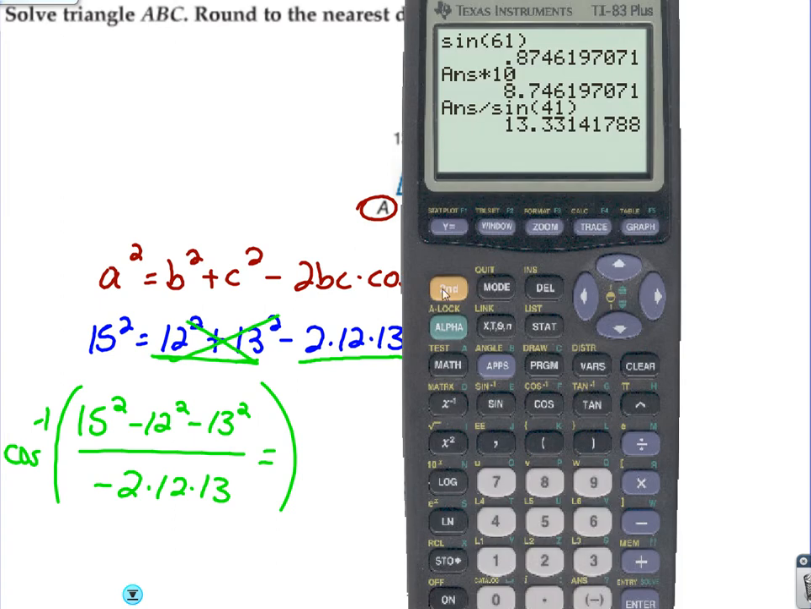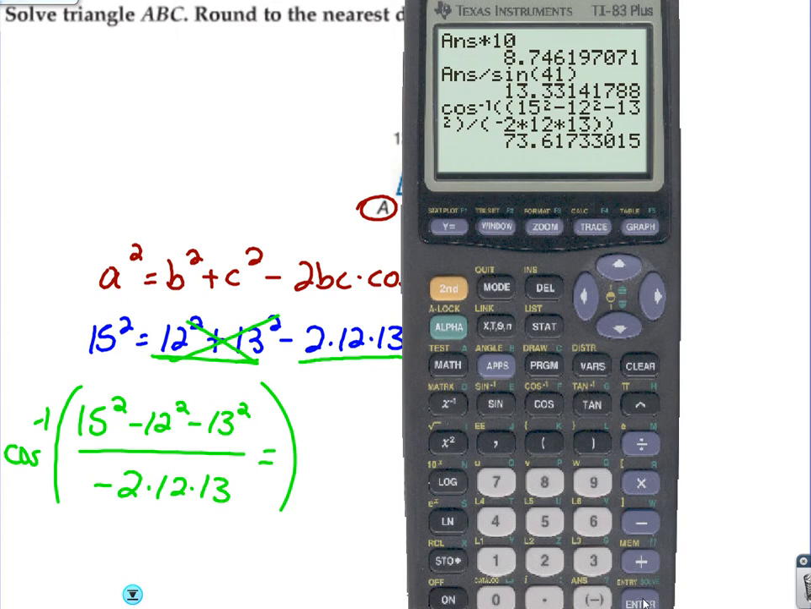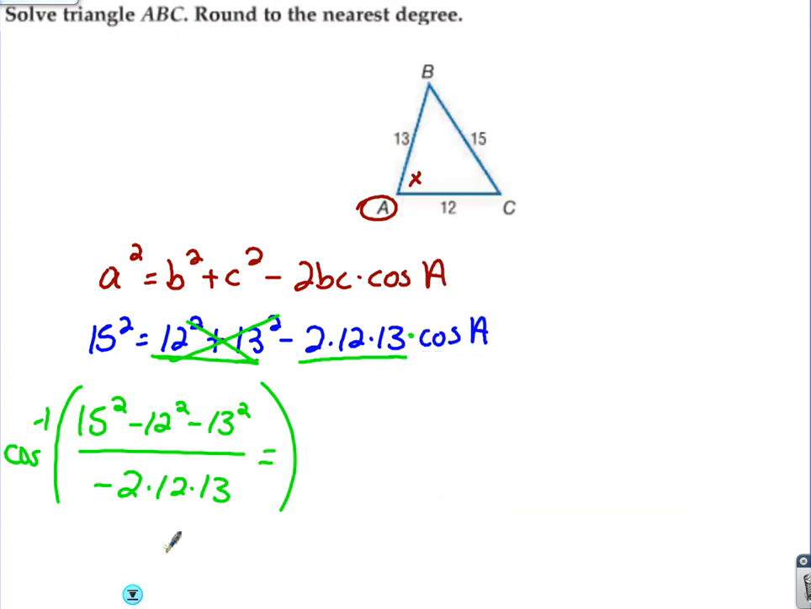So the inverse cosine. Now you got to put this whole top in parentheses. That would be a little confusing. 15 squared minus 12 squared minus 13 squared. Close parentheses, divided by the whole bottom, negative 2 times 12 times 13. Close parentheses, I get about 73 degrees. And I'm going to leave that on my calculator. That angle X is right at 73 degrees.